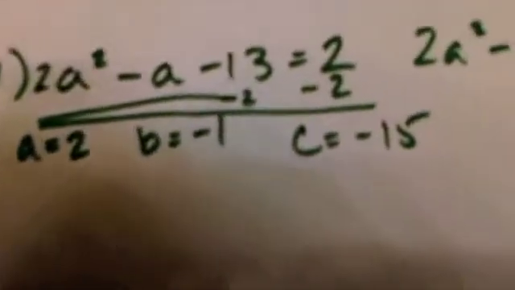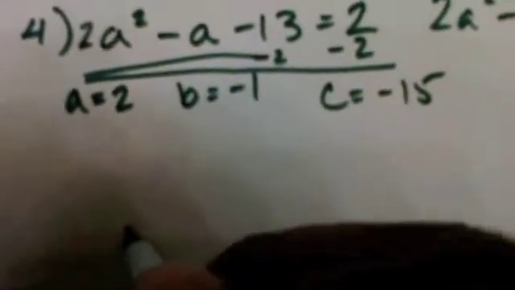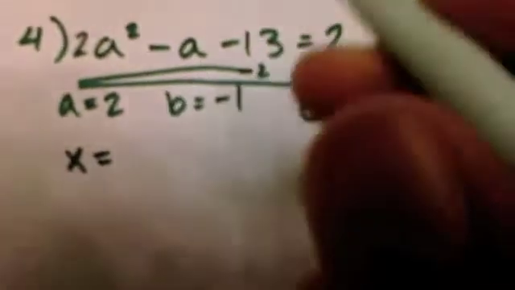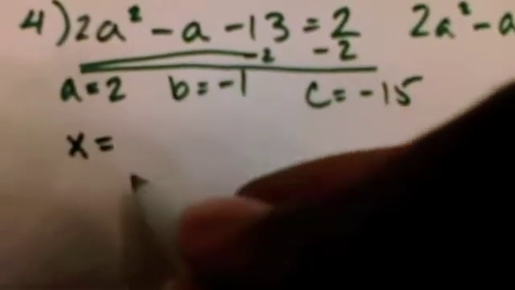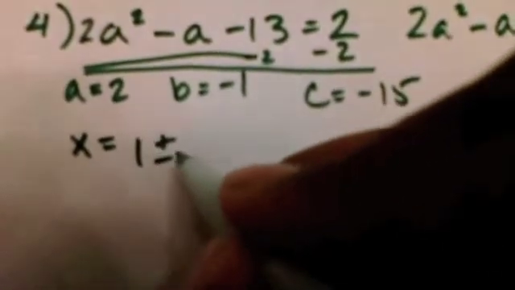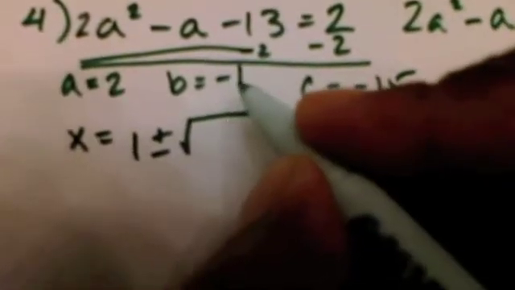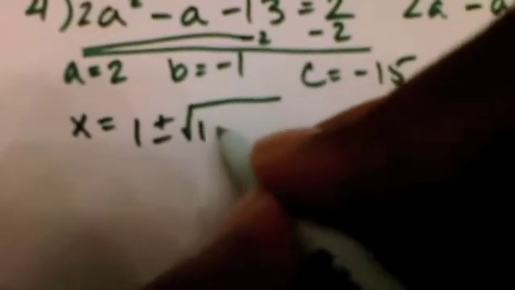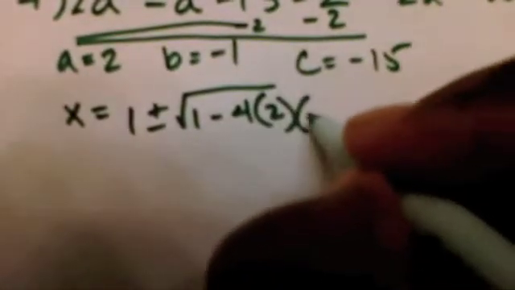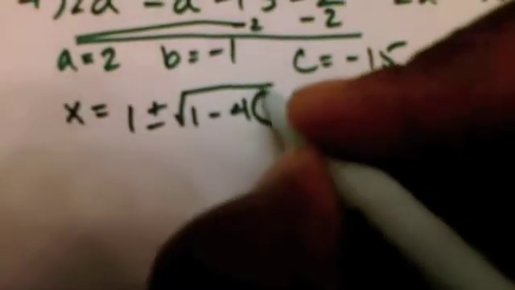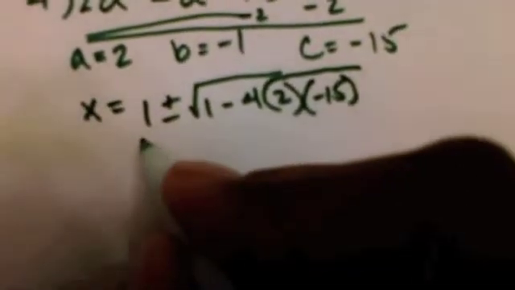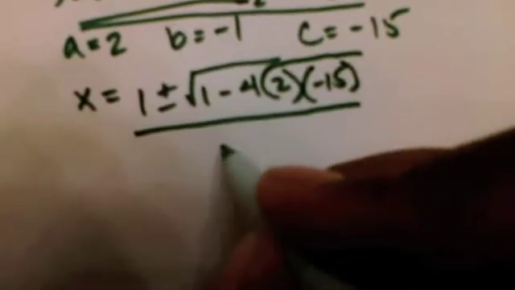My a is now 2, my b is negative 1, and my c is negative 15, and I have that reflected right here. So I'm going to start putting that in the equation. Remember, it is x equals negative b, or the opposite of b. So the opposite of this is a positive 1, plus or minus the square root of b squared. Well, negative 1 squared is 1, minus 4 times a, which is 2, times c, that's negative 15. And that whole thing is over 2 times a.